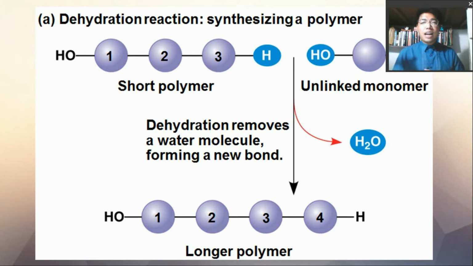For the dehydration reaction, once again, it's just synthesizing a polymer. And as you can observe here, we have the presence of a short polymer and an unlinked monomer. For the dehydration reaction to happen, we're going to remove a hydrogen ion, while the hydroxide ion will also be removed. Since one is negatively charged and the other is positively charged, they will link together to create the water molecule that will simply be released. And once this happens, a longer chain of polymer will be created.